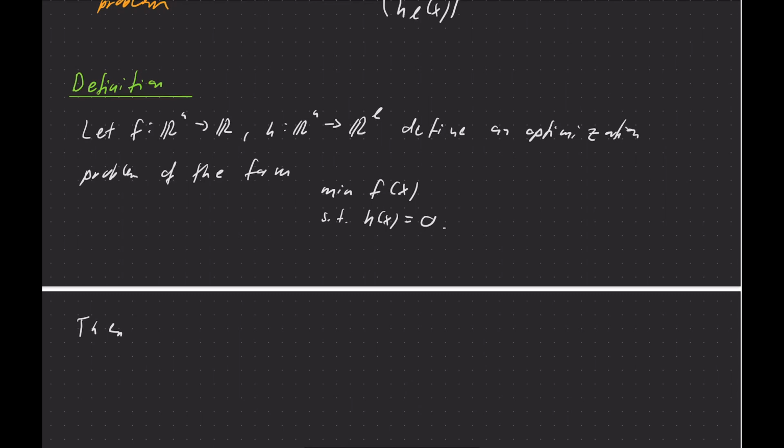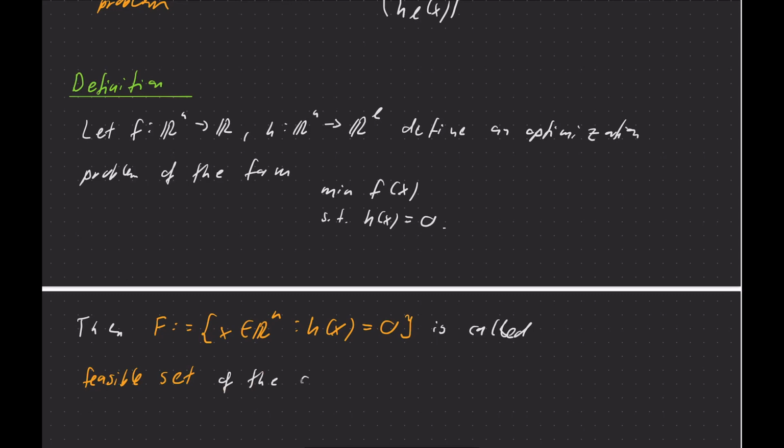Then we'll define two things. The first is we'll define what we call the feasible set. F, capital F, defined as all x in R to the n where h of x is equal to 0. Is called the feasible set of the optimization problem.